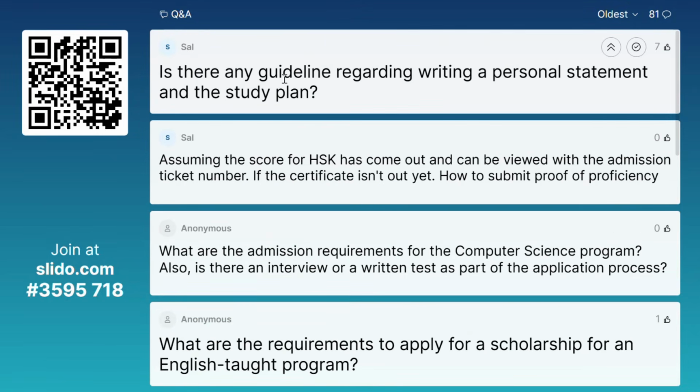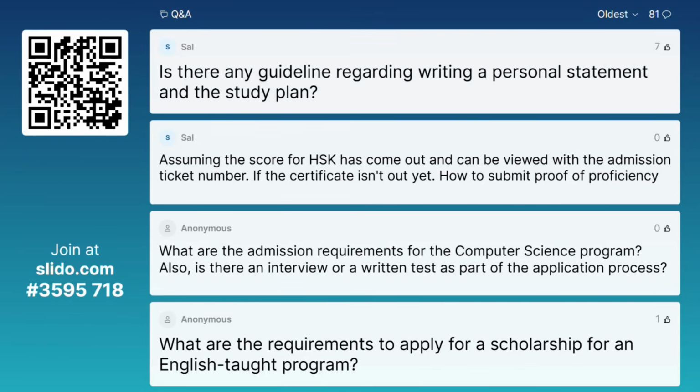Okay, so our first question is, is there any guideline regarding writing a personal statement or a study plan? Okay, so because some programs will require these two documents, you will have to check. First, you have to check the application requirements for the program you are trying to apply to. And if these two documents are required, for the personal statement, if there is no description for this program, you can decide your own content.